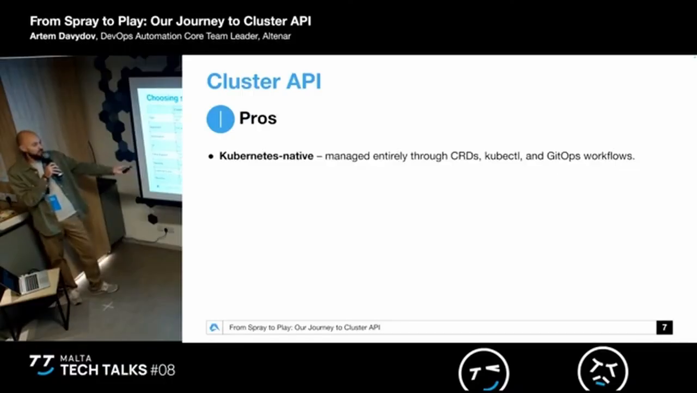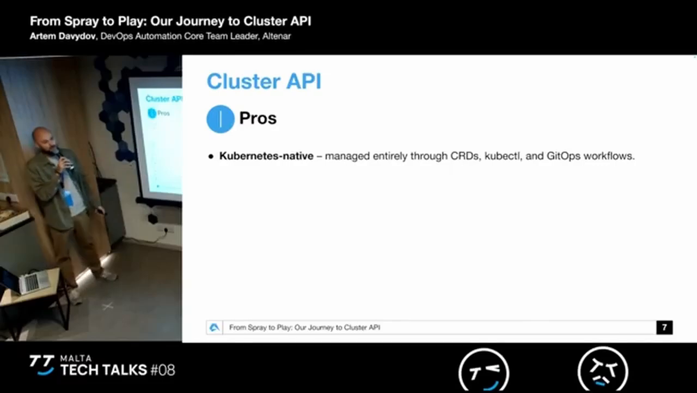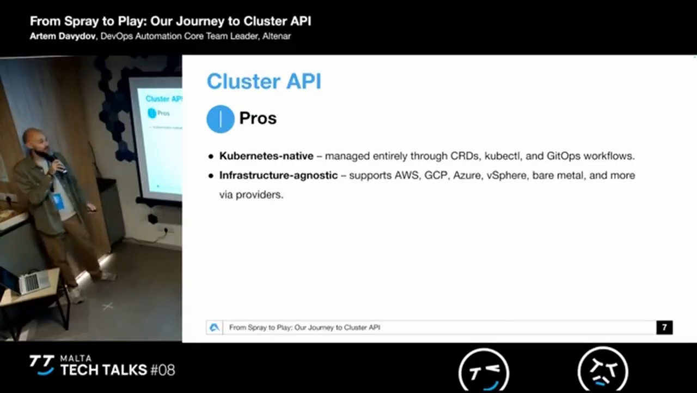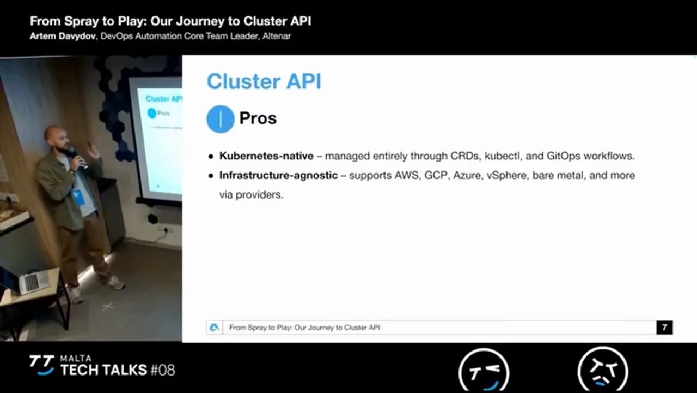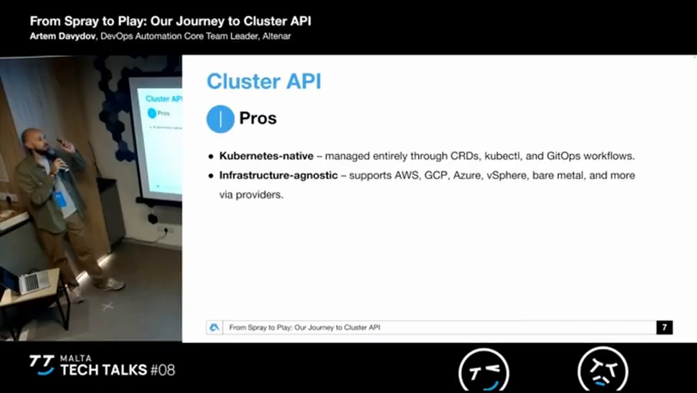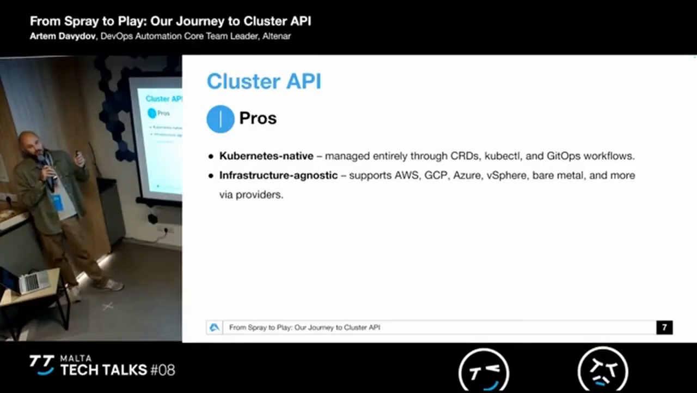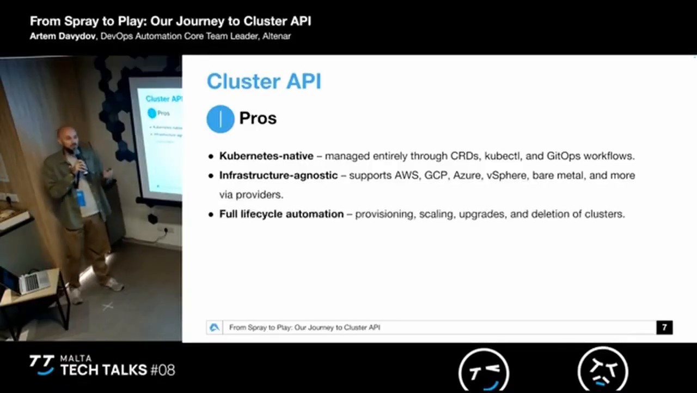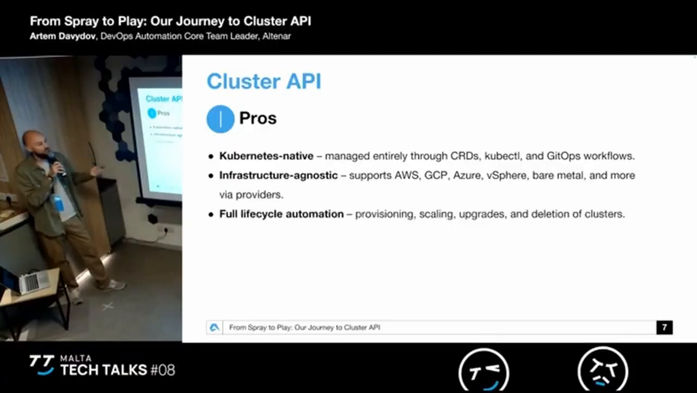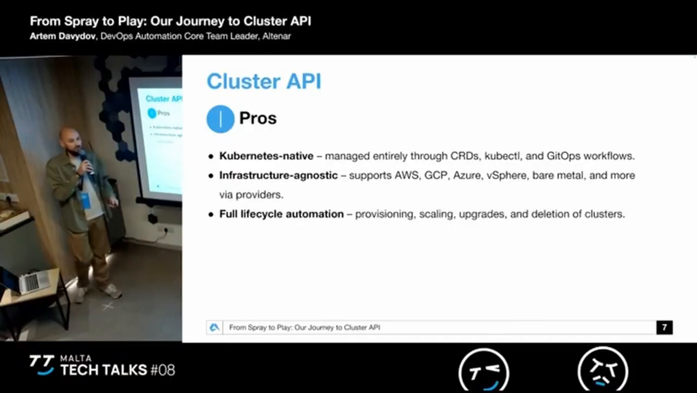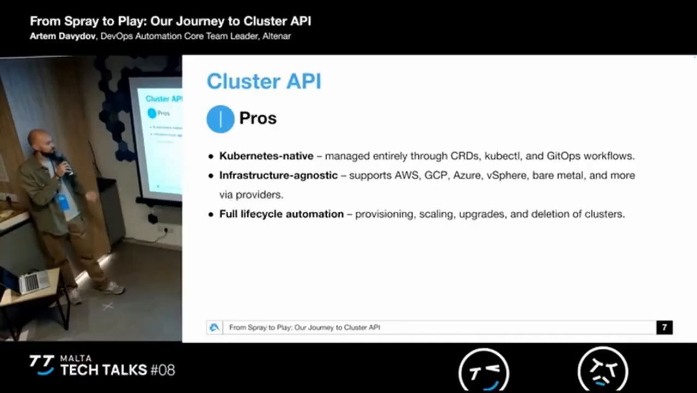Also, Cluster API is large scale and GitOps driven infrastructure. What are the pros of Cluster API? First of all, it's fully Kubernetes native. It's managed through CRDs, GitOps for workflows, kubectl, and so on. Also, it's infrastructure agnostic. You can create clusters even in AWS, GCP, Azure, vSphere, even on bare metal. And you can write your own provider as well. Full lifecycle automation.